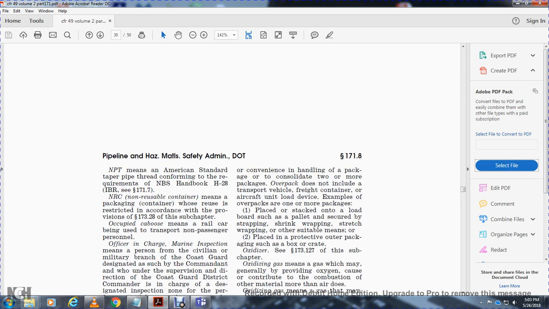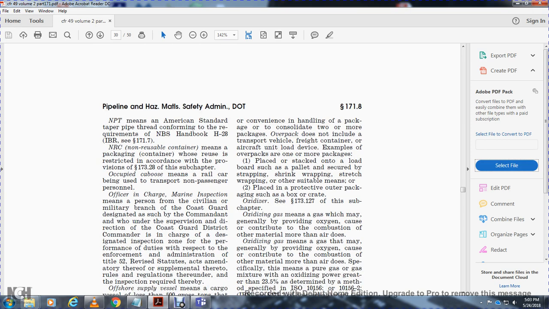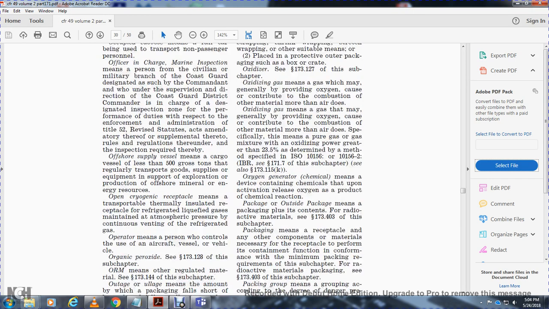Officer in charge of marine inspection means the civilian or military branch of the Coast Guard designated for the command of the inspection zone, who under the supervision of the Coast Guard district commander is in charge of the designated inspection zone for the performance of the duties with respect to the inspections, under Title 52 of the Revised Statutes, the Act as amended, the supplements thereto, and the regulations thereunder and inspection required thereby.